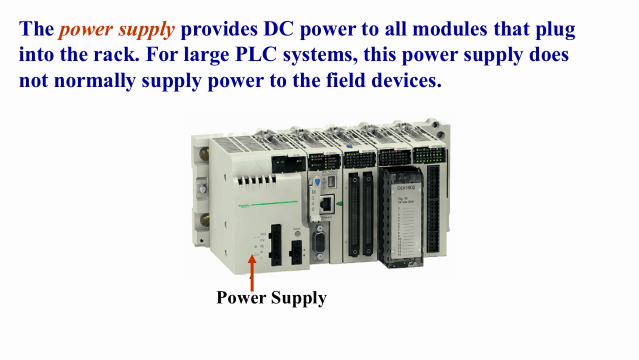The power supply module provides the DC power needed for all the modules plugged into the rack, including the CPU, input modules, and output modules. It's essentially the lifeline of the PLC, ensuring each component receives stable, regulated voltage. Next, let's look at the CPU, the real brain of the PLC, which uses that power to execute control logic.